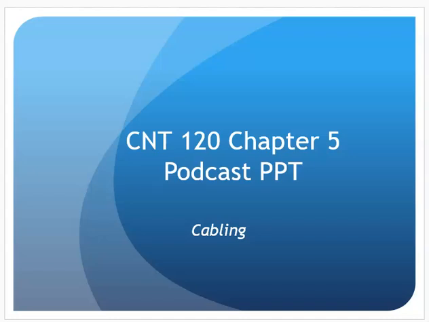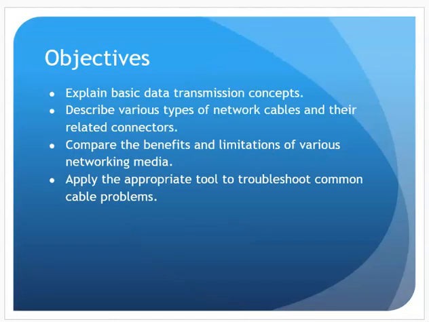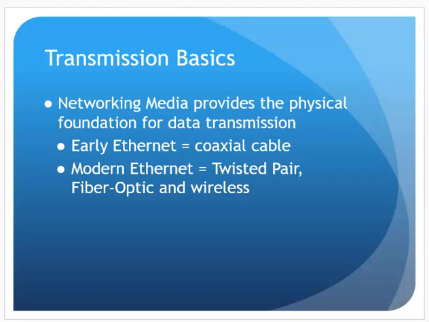Alrighty, CNT120, we are looking at Chapter 5 on cabling. Here are our objectives. We're going to go over some terminology and characteristics of transmission, some characteristics of copper cabling, characteristics of fiber cabling, and also some troubleshooting tools and meters, if you will, for dealing with cable problems.